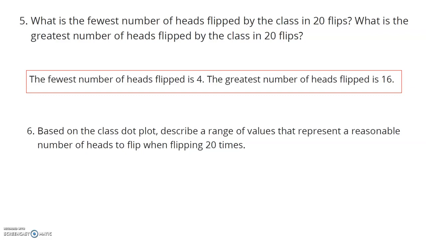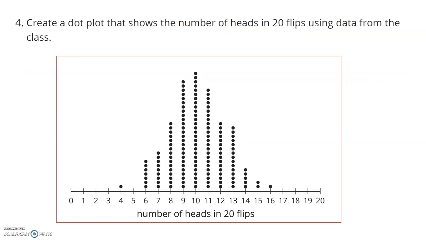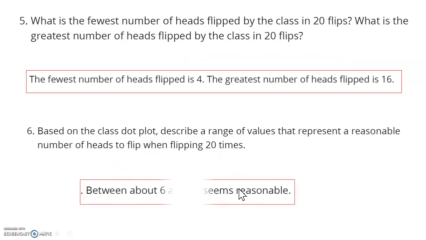And it says, based on the class dot plot, describe a range of values that represents a reasonable number of heads to flip when flipping 20 times. So again, this might depend, but looking up here, it seems that these are outliers, maybe this one is the outlier. So it seems reasonable to say that it's between 6 and 16. And you can clearly see here what shape this is, right? So about 6 to 16 seems reasonable.